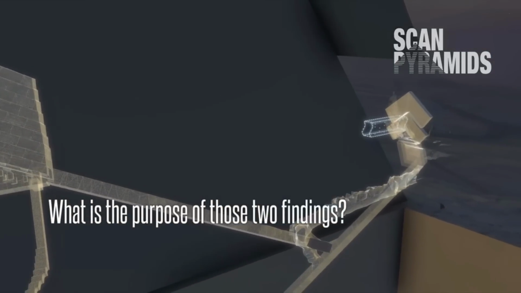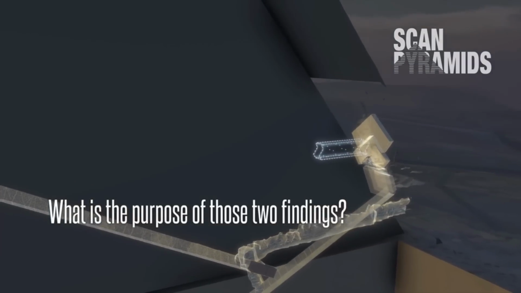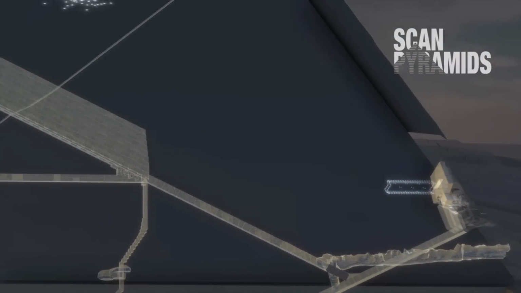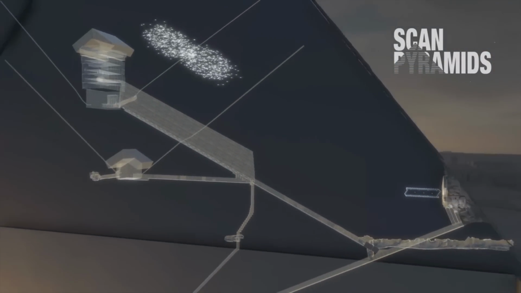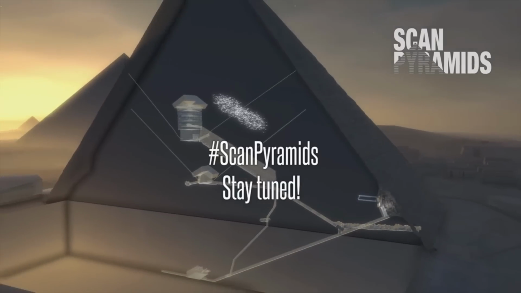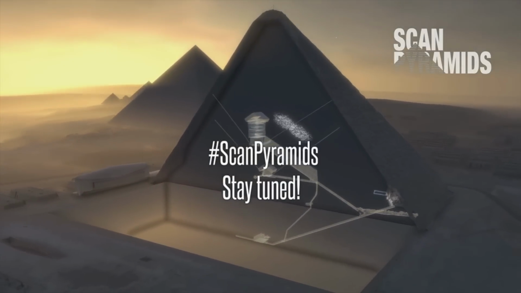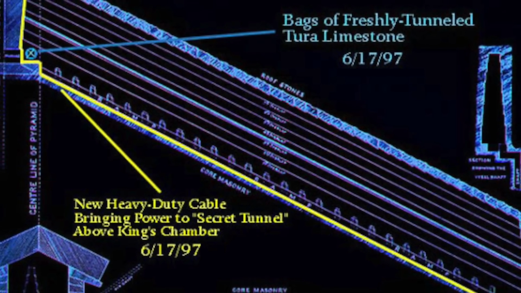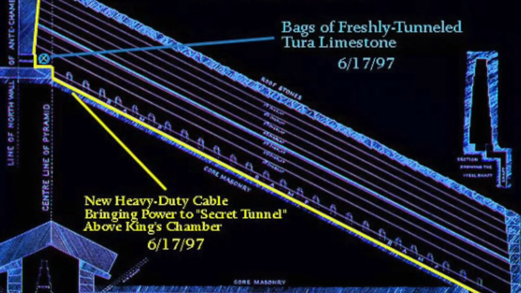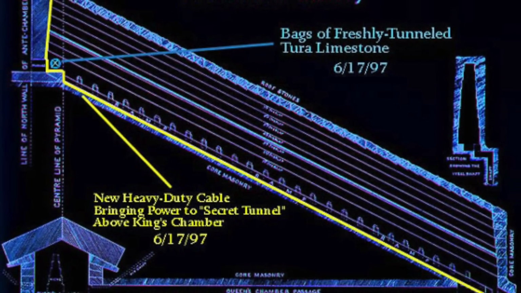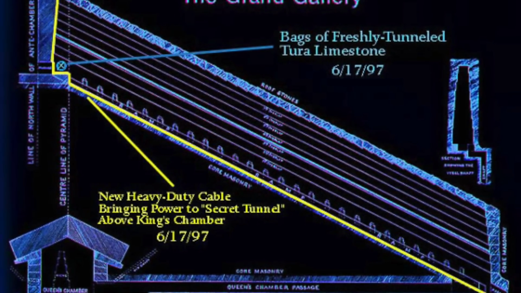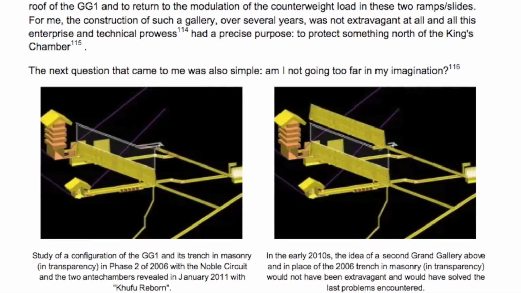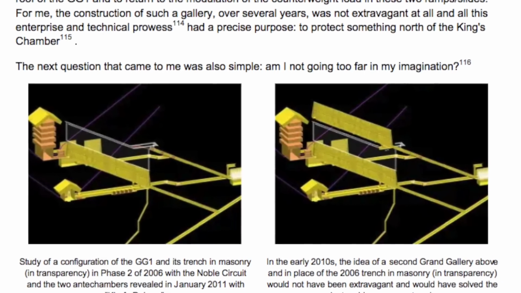Some have proposed that the Big Void is similar to those above the King's Chamber, in that it could be a relieving chamber of sorts protecting the Grand Gallery beneath it. But others have cast doubt on this theory by suggesting that the Big Void is too far away from the Grand Gallery to provide any benefit to this effect. Others have suggested that the Big Void is actually a second Grand Gallery of sorts.